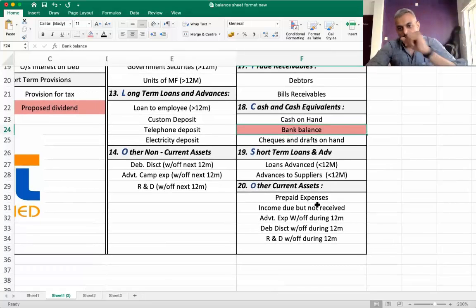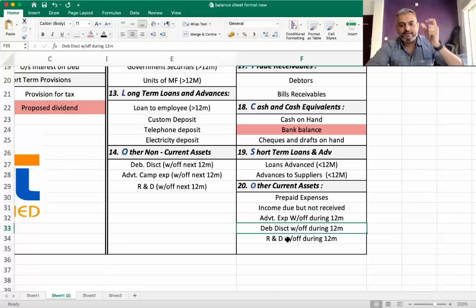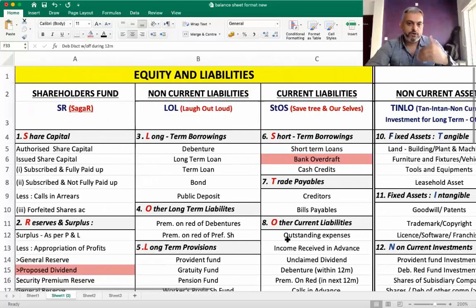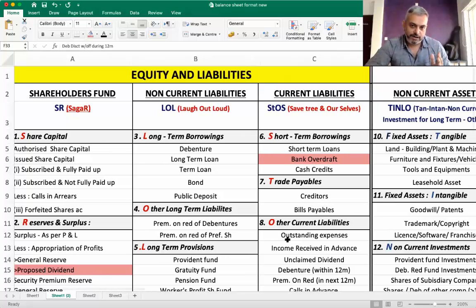current asset, which you have already seen in adjustments of partnership, prepaid expense, income due but not received, and then advertisement expense, return of during 12 months, so within 12 months, debenture discount within 12 months, and research and development within 12 months. So this is what you have to remember. You have to write, constantly write, and remember all this present on the screen.